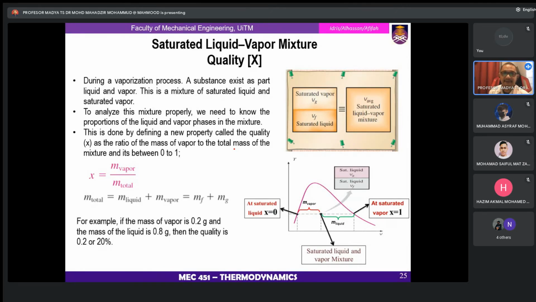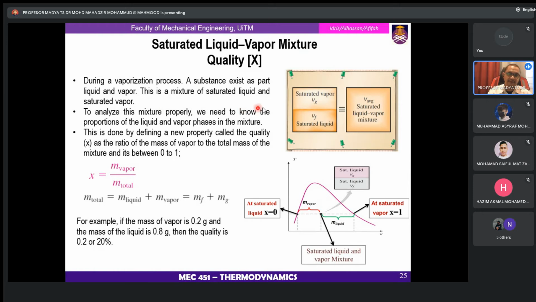Okay, this is on saturated liquid vapor mixture quality. What this slide wants to tell you is that if the state is in the mixture region, for example here, inside the mixture region, then you need to do the calculation to find X. X actually is the vapor mixture quality.